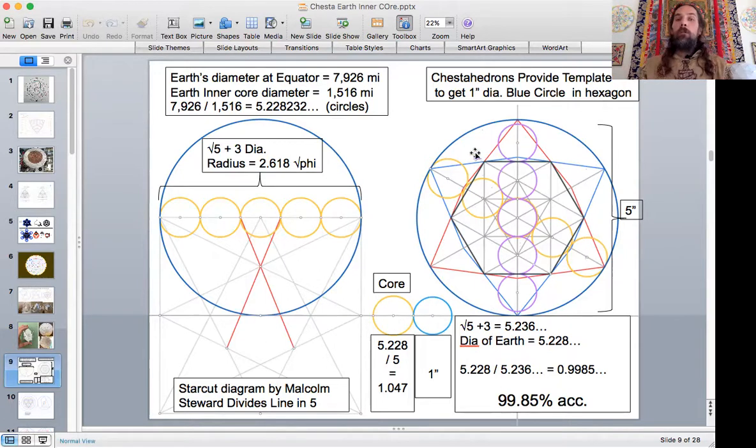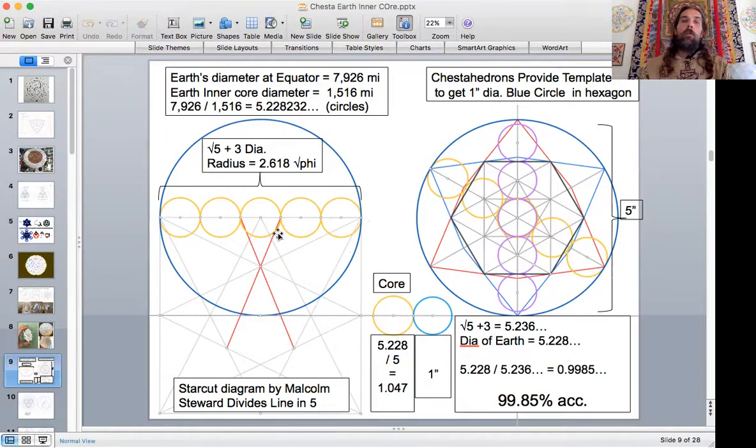Now, great, that gives us an outer sphere, but you see, if I divide the circle into 5, and I use the Star Cut Diagram by Malcolm Stewart, he's got a book called the Star Cut Diagram, Patterns of Eternity. And in there, he's got a great method to divide the line into 5, 10, 12, a variety of different divisions. So I put that on there. I divide the line into 5 circles.